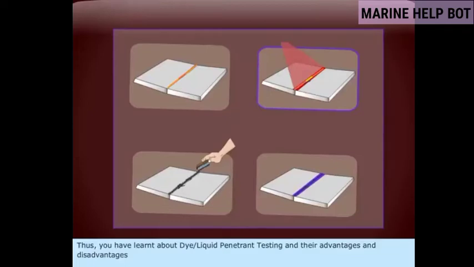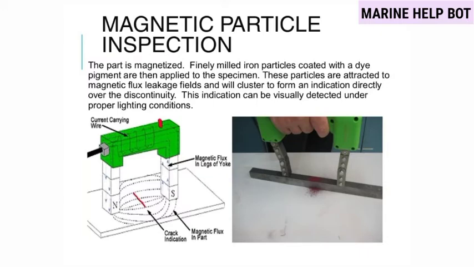So now moving towards our second test, magnetic particle testing. In this type of test, the part is magnetized. Then mild iron particles coated with a dye pigment are applied to the specimen. These particles are attracted to magnetic flux leakage fields and will cluster to form an indication directly over the discontinuity. This indication can be visually detected under proper lighting conditions.